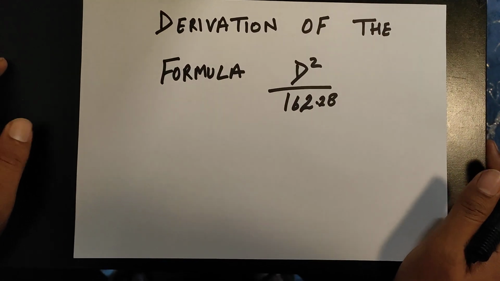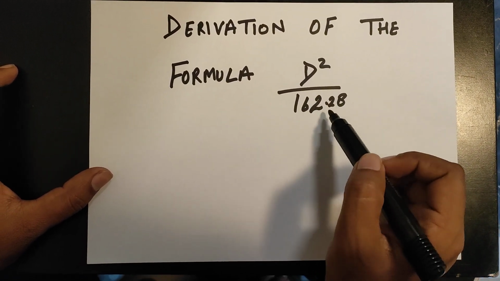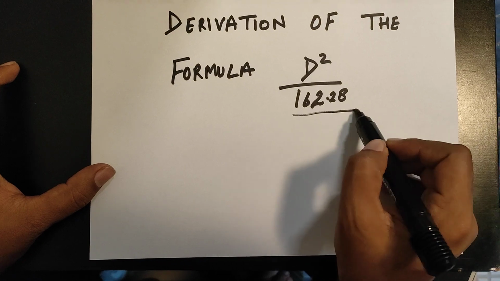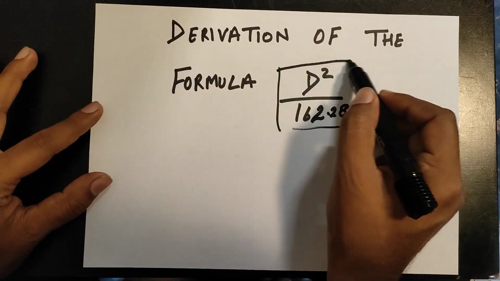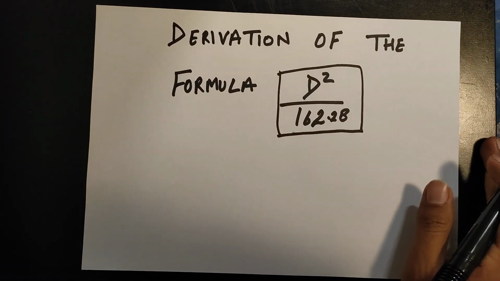Today we are going to learn how to derive the formula d square divided by 162.28, which is the formula to find out the unit weight of steel. Okay, let's start.